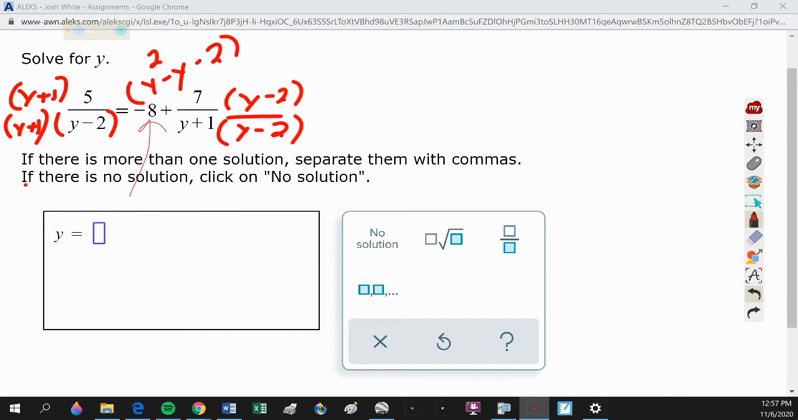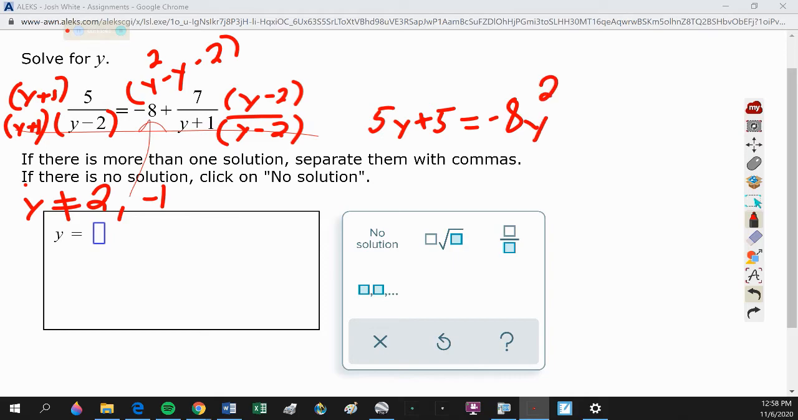Everybody good? I did. It's right there. So, I can delete the denominator if I remember that y is not allowed to be 2 or negative 1. Okay. On the left side, we get 5y plus 5. And then negative 8y squared plus 8y plus 16 plus 7y minus 14.